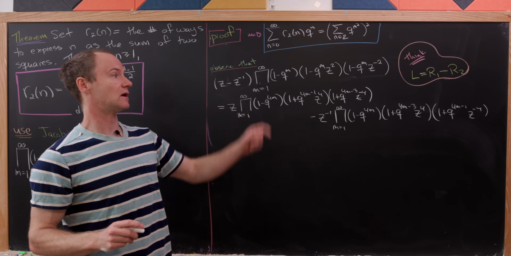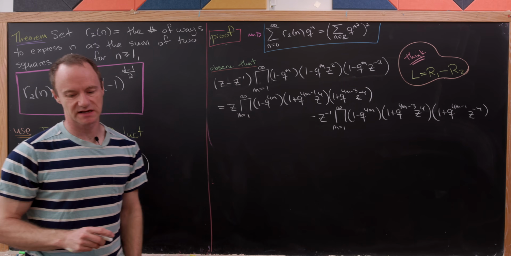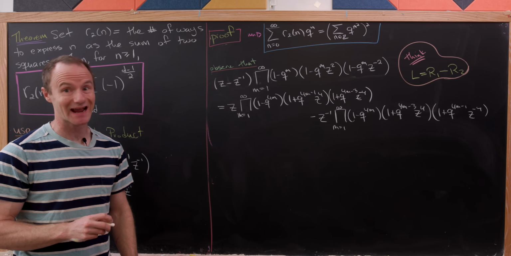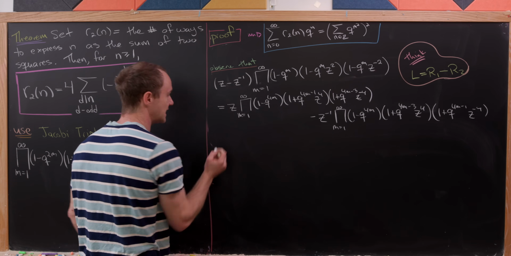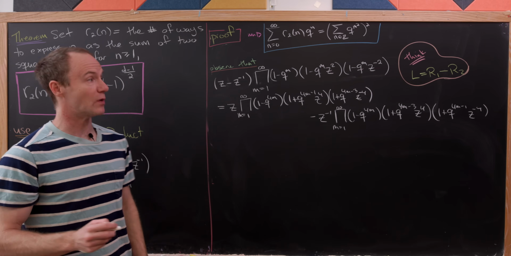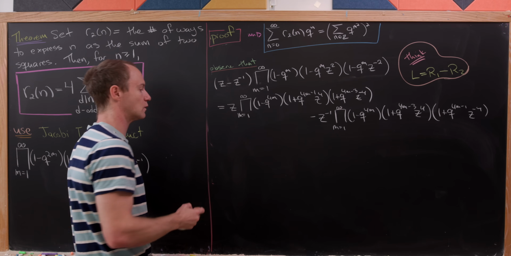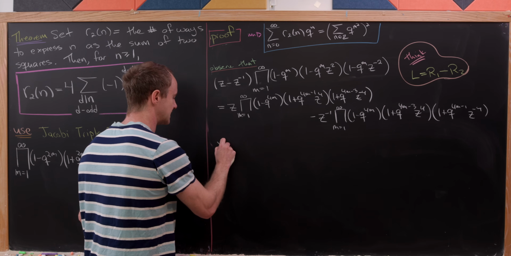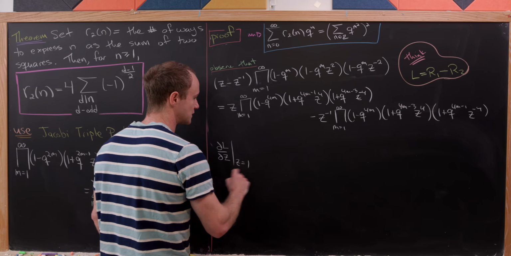We'll think of L as being the left-hand side, and then R1 is the first term on the right-hand side, and R2 is the second term on the right-hand side. And now what we're going to do is take the derivative of both sides of this with respect to z and then set z equal to 1. So let's look at dL/dz evaluated at z equals 1 first.